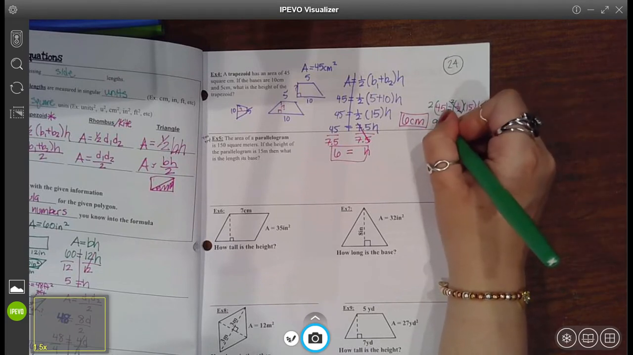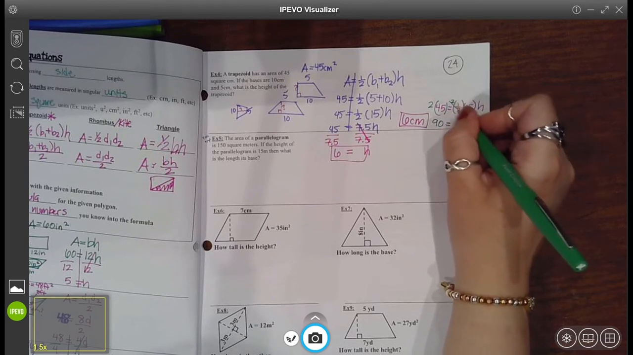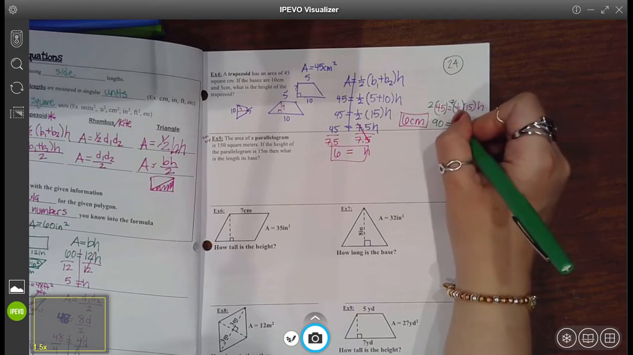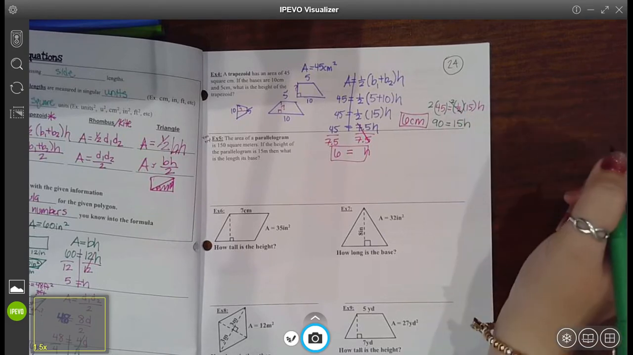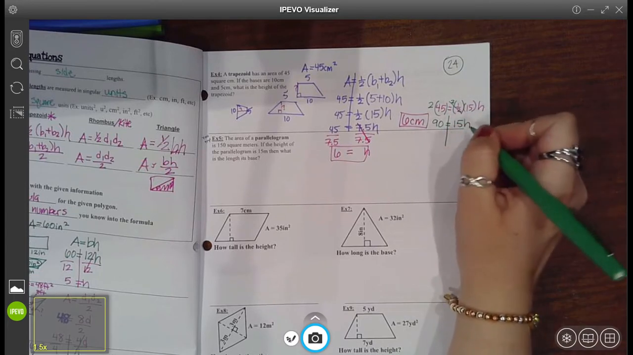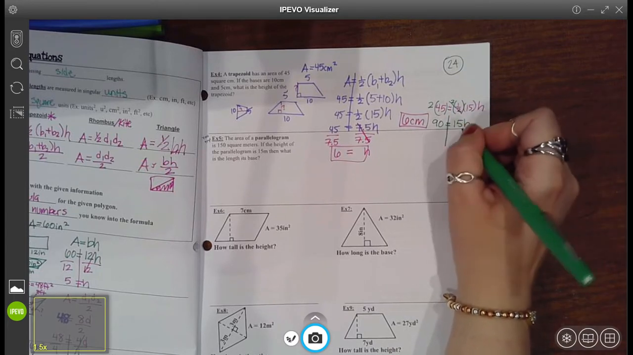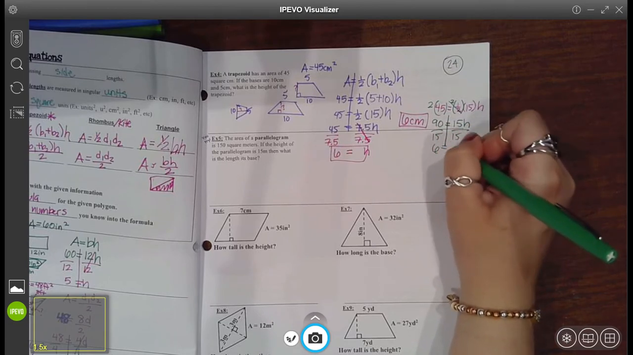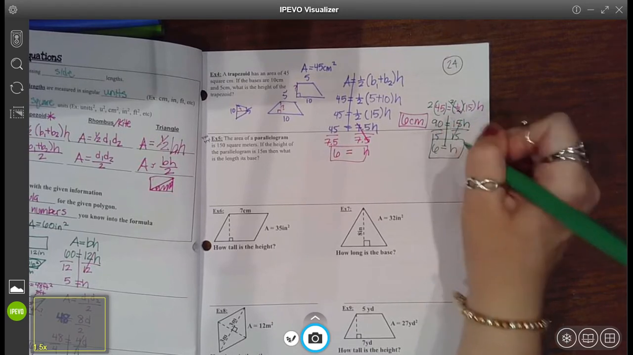So now you have 90 equals, those canceled and became 1, because half of 2 is 1. And now you have 1 times 15, which is just 15. Bring down your h. And then you would have, okay, 15 times what is 90? So divide by 15. That's 6 equals h. Again, you still get the same answer.